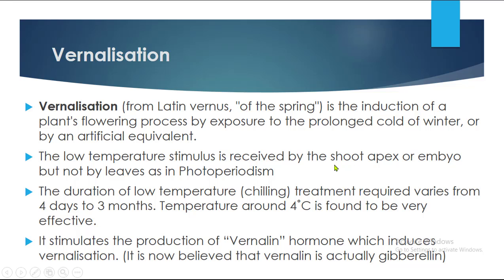The shoot apex of the mature plant and the embryo of a seed receive the temperature stimulus. Unlike photoperiodism, where the stimulus was received by the leaves, here it is received by the shoot apex or embryo. The duration of low temperature or chilling treatment required varies from 4 days to 3 months. A temperature around 4 degrees is found to be more effective.